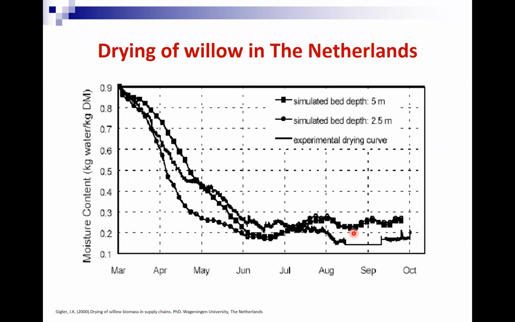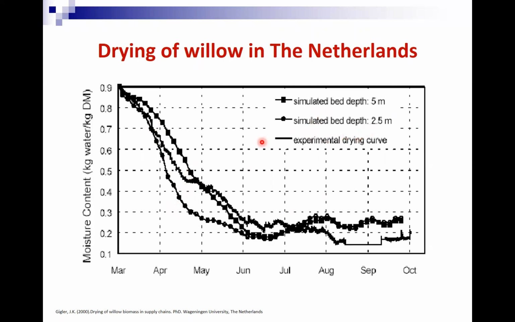Here is another study from the Netherlands, and this is just to dry willow also at different depths. They simulated and predicted the moisture content of willow if they put them at some depth. For example, if the willow is piled 5 meters deep, it may take longer to dry compared with the thinner depth. So basically here you have these two curves, and this is just the experiment in the middle here.